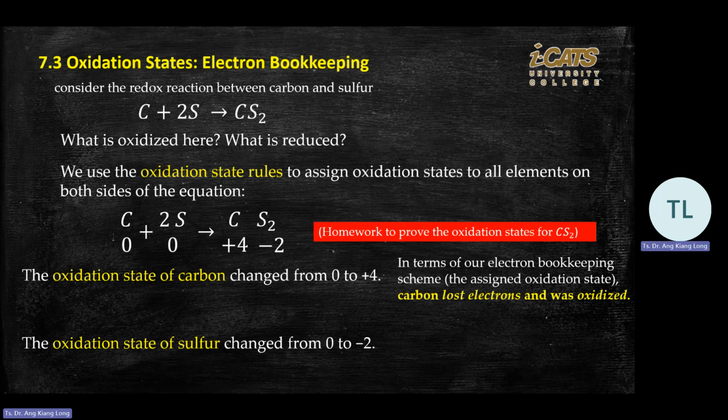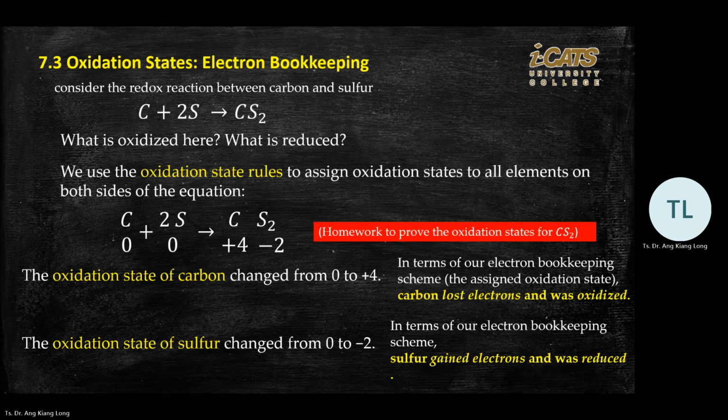You need to know how to write this one. You need to write the yellow color key answer. And if one element is oxidized, another one is called what? Reduced. Correct. In another one, you need to write sulfur gain electron. It's a keyword. You need to write sulfur gain electron and was reduced. You need to write this statement. Understand?